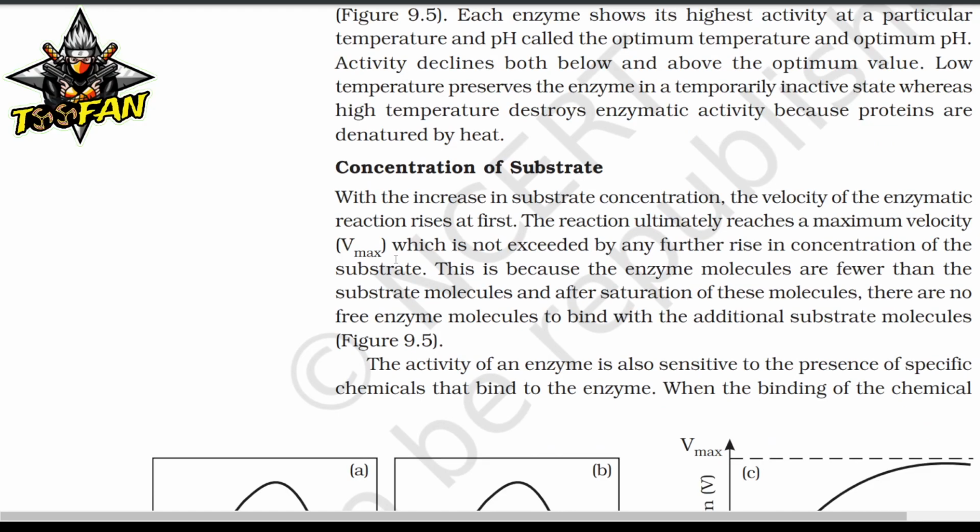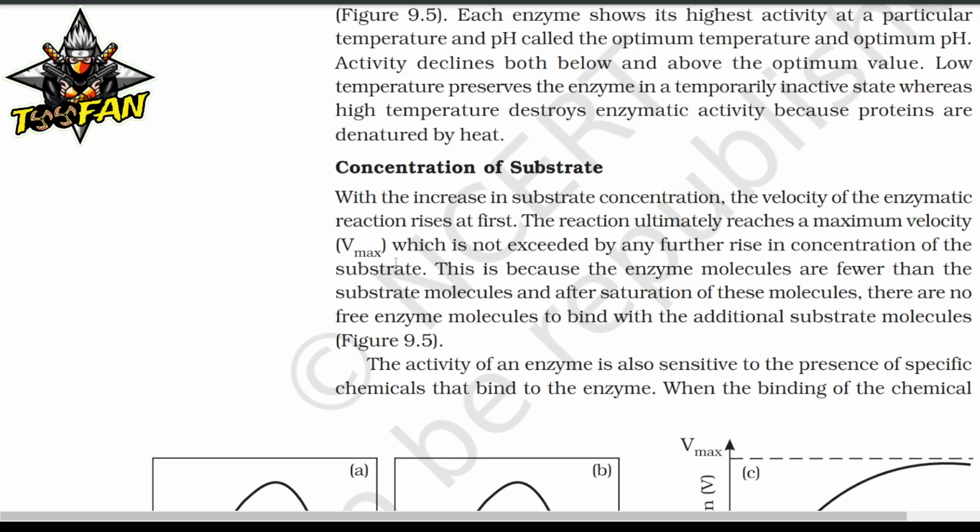Concentration of substrate. With the increase in substrate concentration, the velocity of the enzymatic reaction rises at first. The reaction ultimately reaches a maximum velocity which is not exceeded by any further rise in the concentration of the substrate. This is because the enzyme molecules are fewer than the substrate molecules, and after saturation of these molecules, there are no free enzyme molecules to bind with the additional substrate molecules.